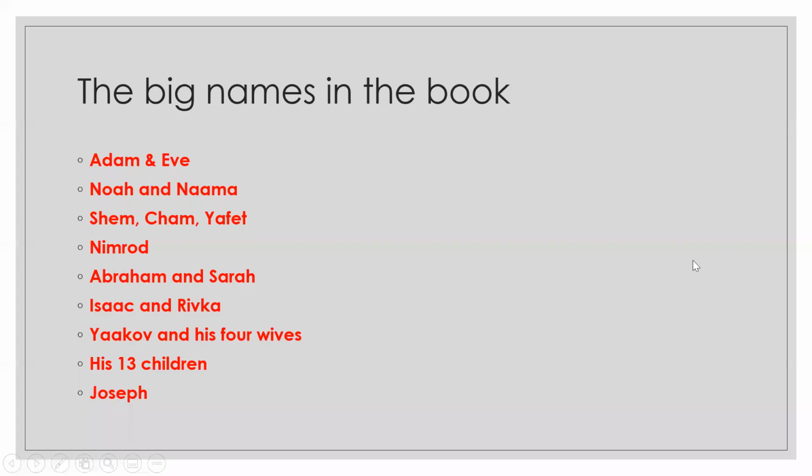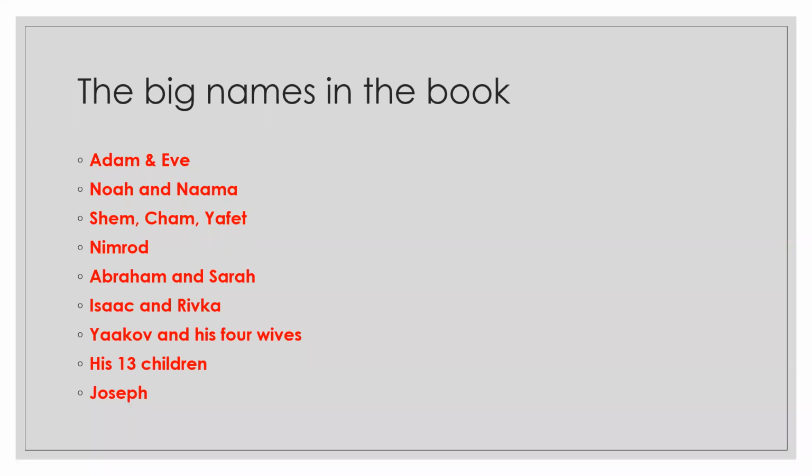Then we meet the main characters, the big names in the book. Let's go through them. Adam and Eve, Noah and Naamah, that's actually the wife of Noah, at least according to the commentaries. Noah's 3 children, Shem, Ham, and Yafet. We meet a character, Nimrod. We meet Avram and Sarah, Isaac and Rebekah, Yaakov and his 4 wives and the 13 children, and specifically child number 12 out of 13, Joseph. So let's explore a bit of each of their stories.